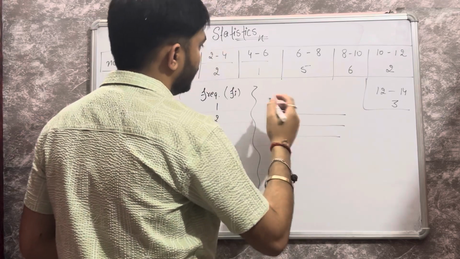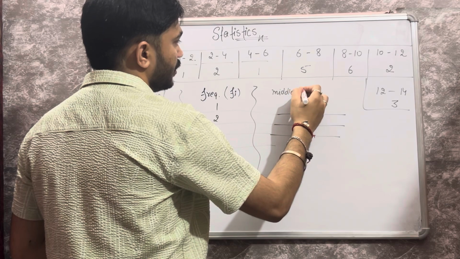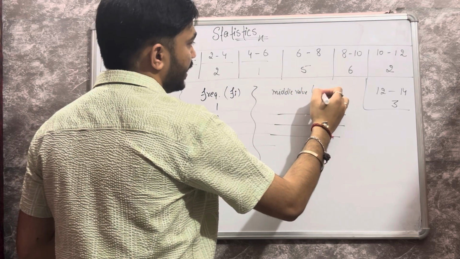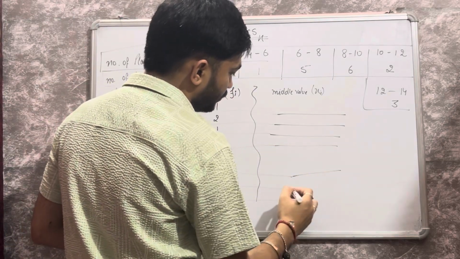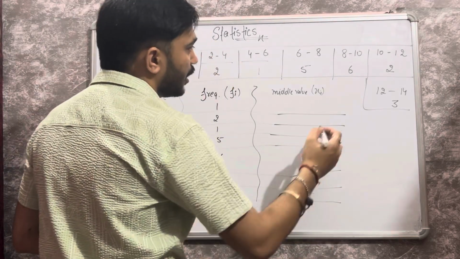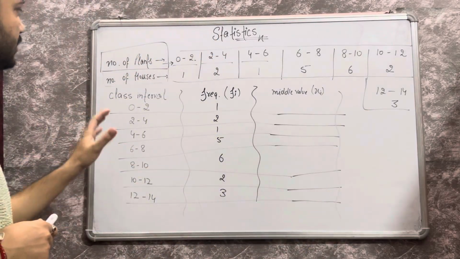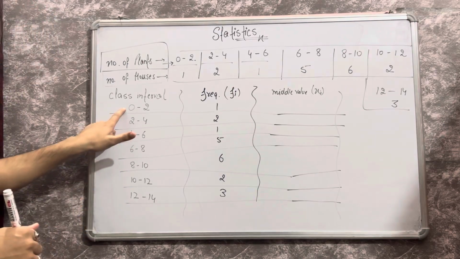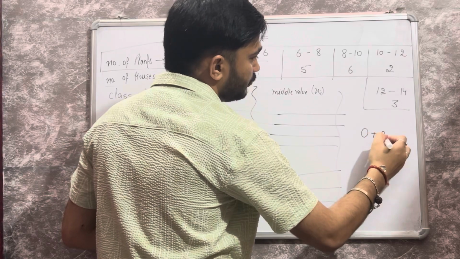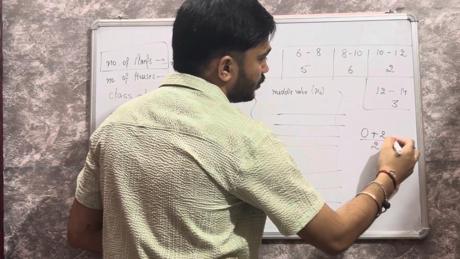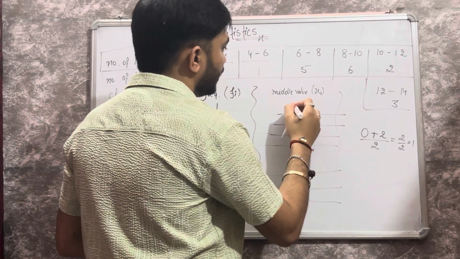Now based on this we are going to find the middle value. We represent this middle value as xi, and it is found from the class interval. There are a lot of ways to find the middle value of a class interval. The simplest is to take both values of the class interval, that is 0 and 2, add them together and divide by 2: 0 plus 2 is 2, divided by 2 is equal to 1. You will get 1 here.